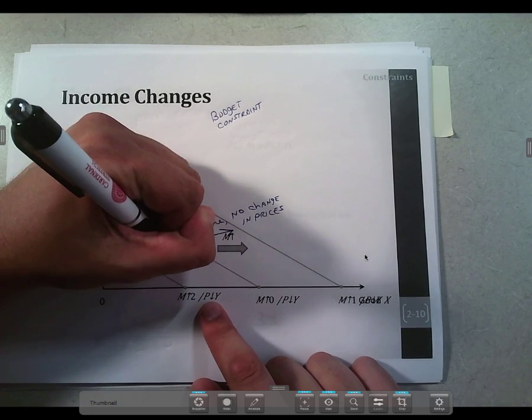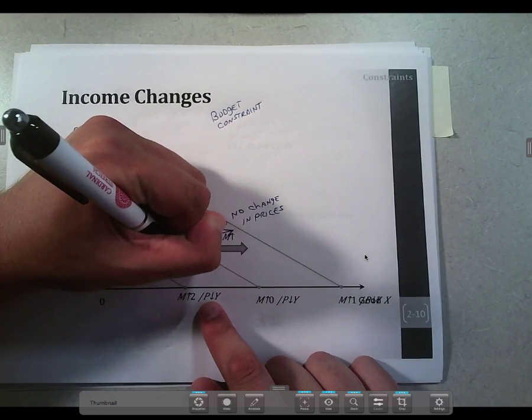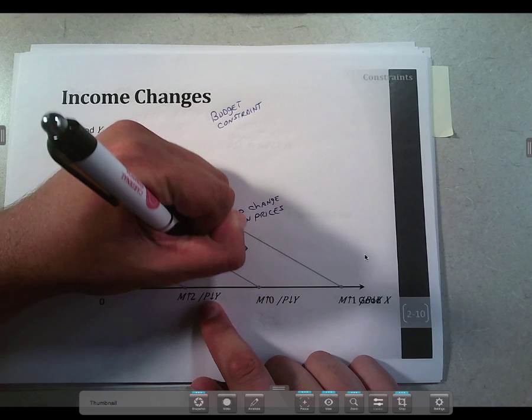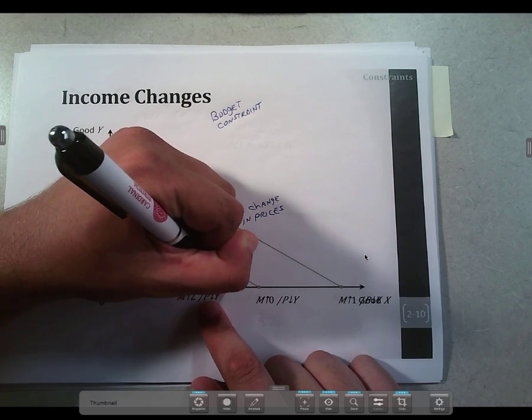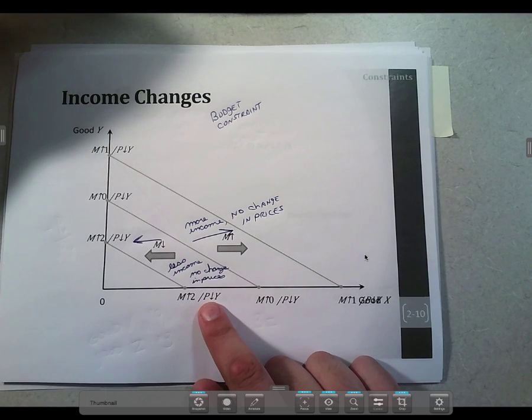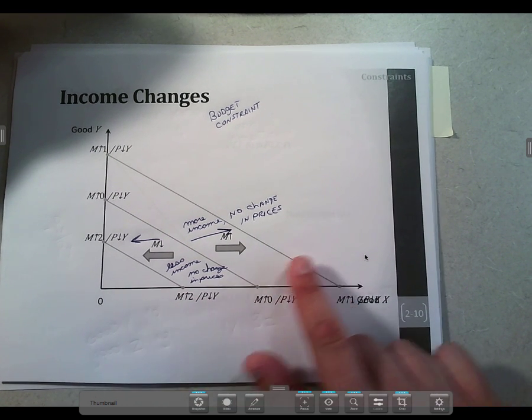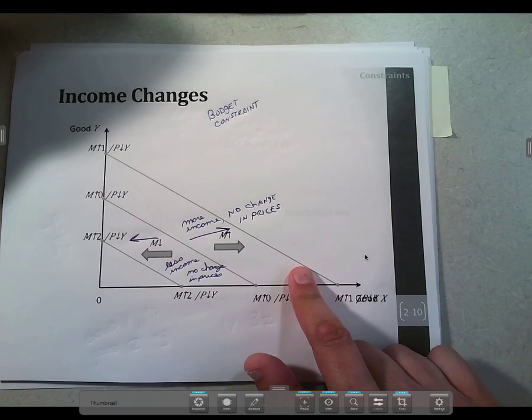If I have less income, no change in prices, that's where I'll have my inward shift. And that's what I'll see in terms of this parallel shifting of the budget constraint.